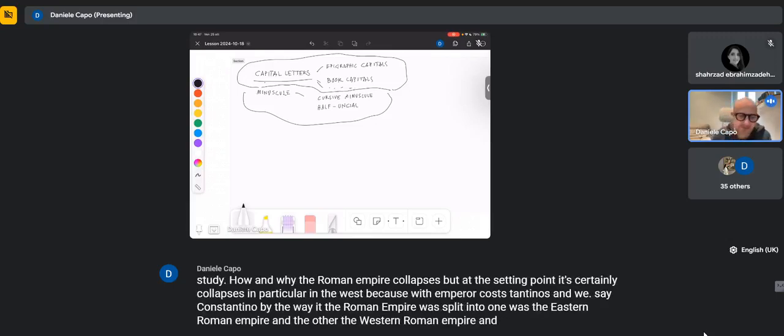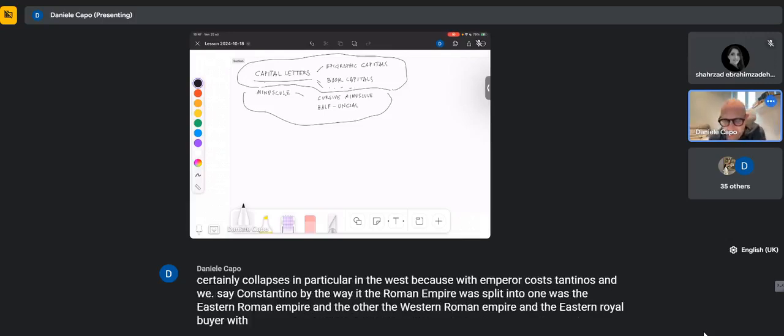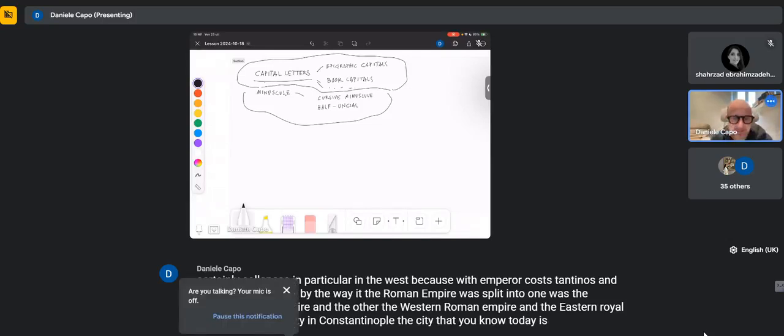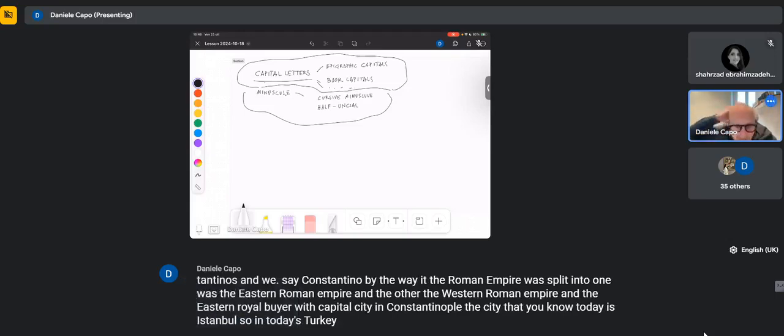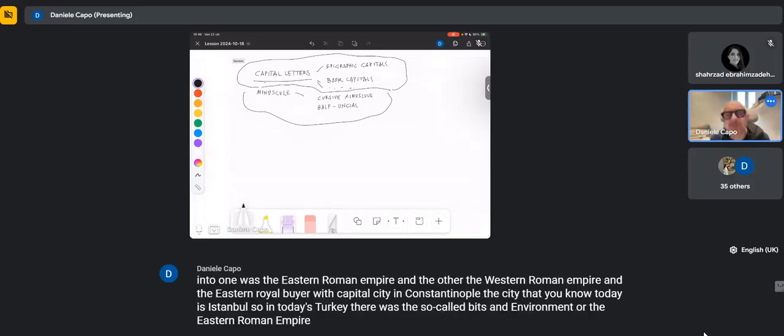And the Eastern Roman Empire, with the capital city in Constantinople, the city that you know today as Istanbul, so in today's Turkey, was the so-called Byzantine Empire, or the Eastern Roman Empire, and the Western Roman Empire survived for some time and then collapses.